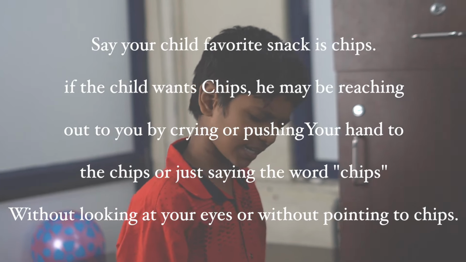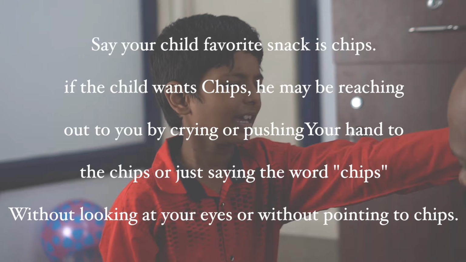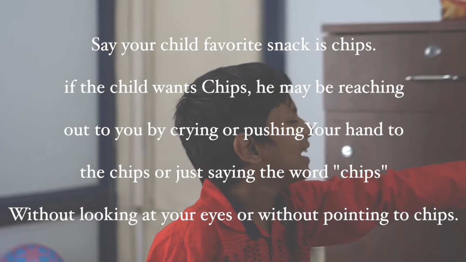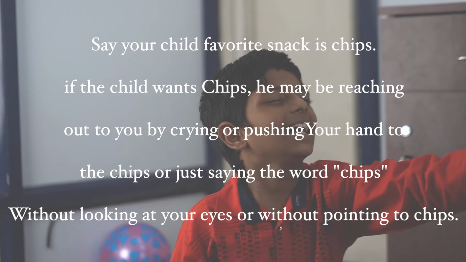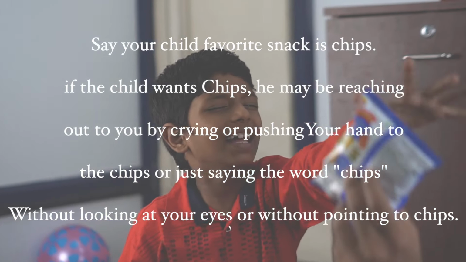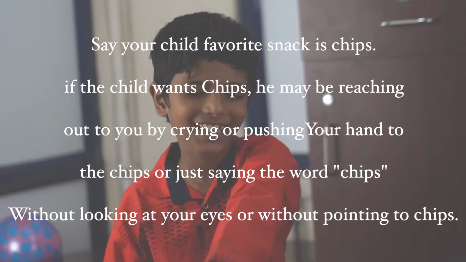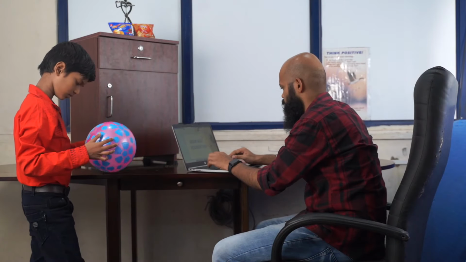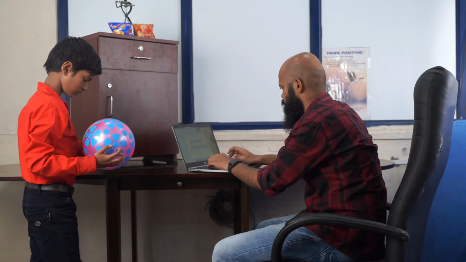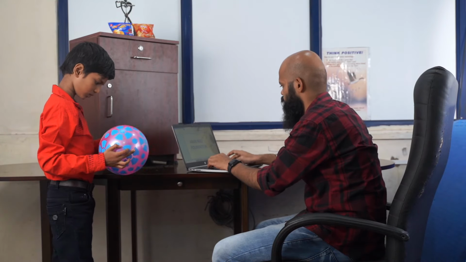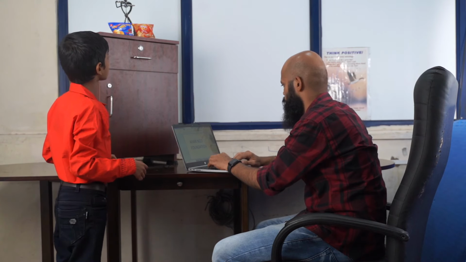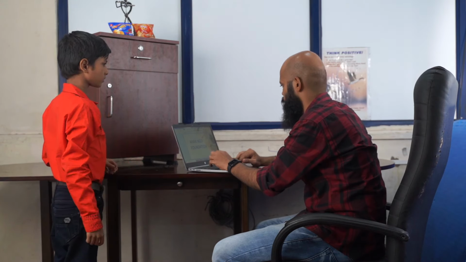Say your child's favorite snack is chips. If the child wants chips, he may be reaching out to you by crying or pushing your hands to the chips or just saying the word chips without looking at your eyes or without pointing to chips. However, what is expected from a child if the child needs a snack? If your child wants something, he should reach out to you directly, point to the snacks, look at your eyes, and ask either with gesture or using the word chips.